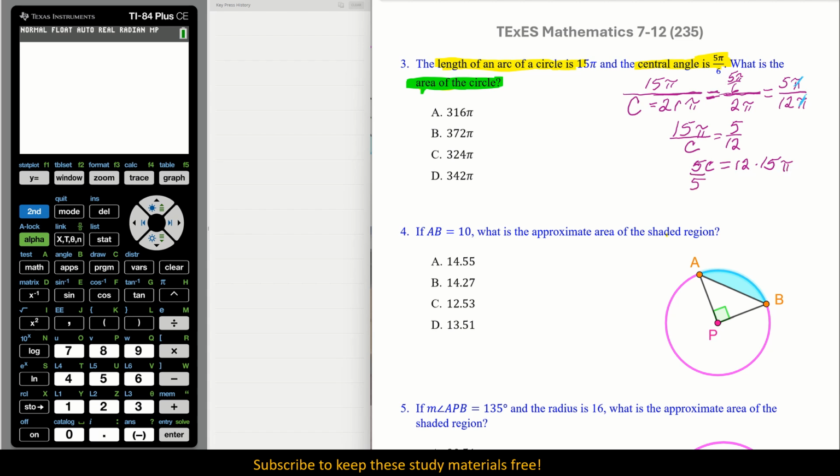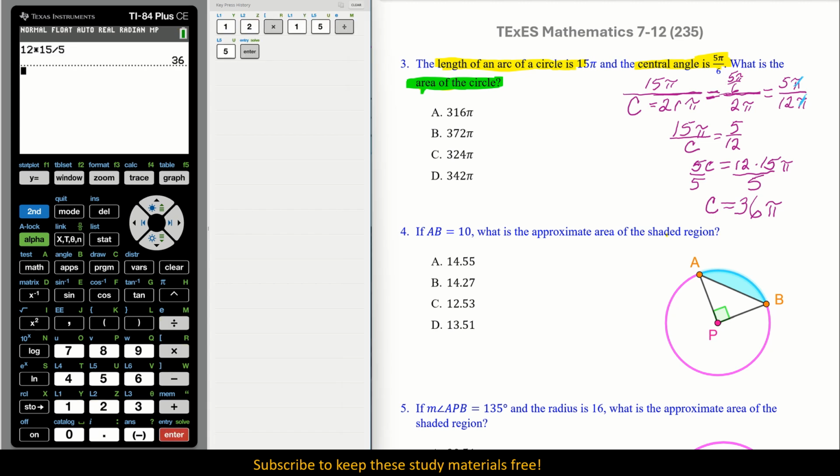Divide both sides by that 5. Okay, and that will give me a circumference. And I will have a way to find my radius, okay? Leaving it in terms of pi. If you change all this to decimals, then you're going to have a mess. So this is one of those occasions where you need to do that. And I already see by canceling out that this is 36, but I'll go ahead and put that in the calculator. 12 times 15 divided by 5. That is 36. But now remember, this is circumference.